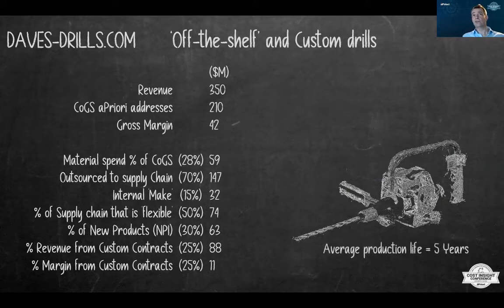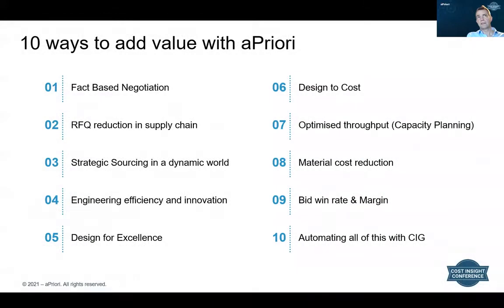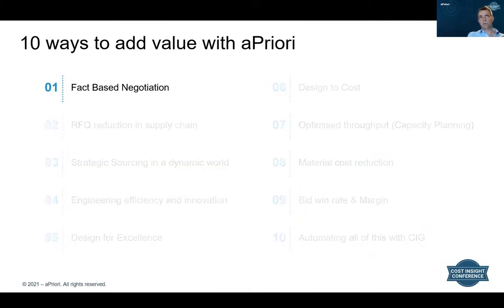My products go into life for about 5 years on average, which is important to note because the decisions I make today could be far-reaching. So how do I solve problems? These are the top 10 that we're going to look at today. Of course, there's about 37 different classic ways in which aPriori can help. These are just the ones we'll look at today. We'll start with one of the most common ones, fact-based negotiation.